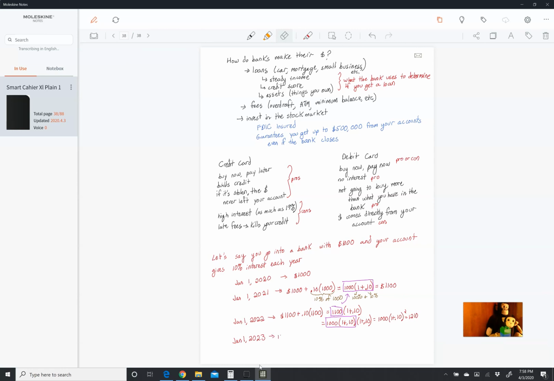Okay, let's do this one more time for January 1st, 2023. So we already know that we could factor out a 1,210. Right? We're saying take $1,210 and add it to 10% of that. This 1 represents the 1,210. If we redistribute the 1,210 in, we have 1,210 plus 0.10 times 1,210. Okay? But this 1,210 is really the same as this right here.